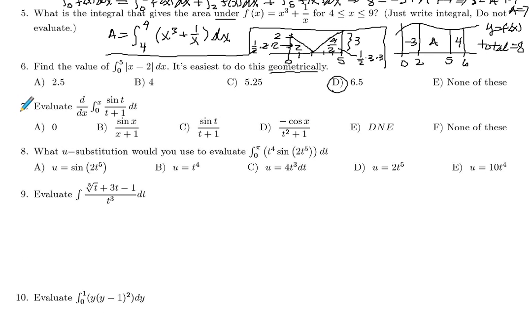Number 7, here we're using fundamental theorem because we did an integral from 0 to x and then derivative with respect to x. So this x and this x are the same. So by fundamental theorem, these are inverses of each other. They undo each other. So you just get this function back again, but evaluate it at x instead of t. So this will be sine of x over x plus 1.